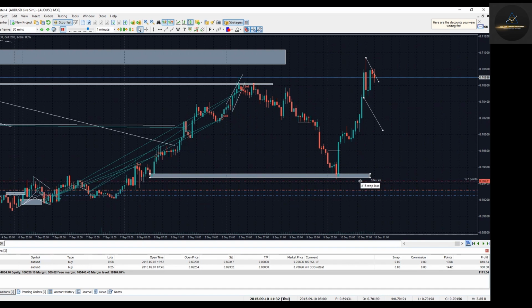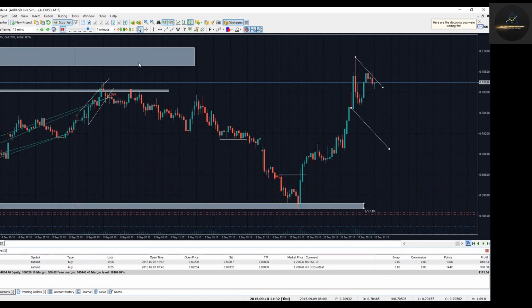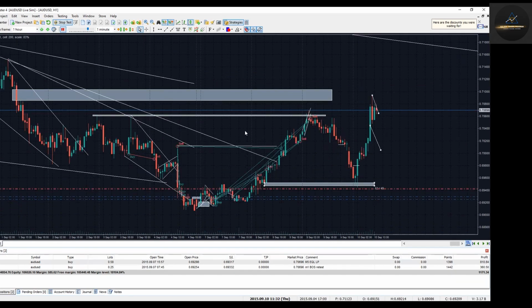In fact, I'm actually going to move my stops higher to that point there, because smart money will protect this point of interest. If price goes lower, then this entire move will be completely invalid. So let's zoom out on the H1. Let's see if there's any other pattern.